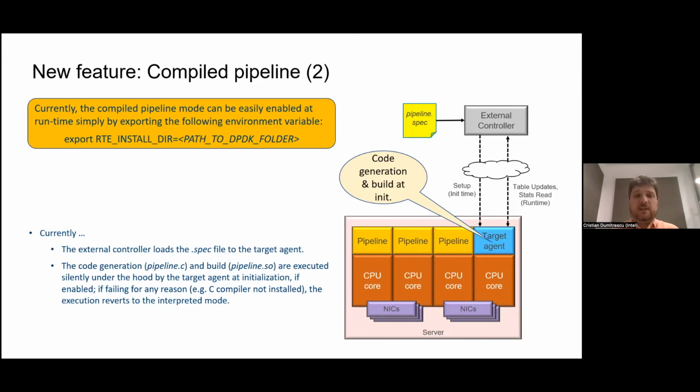Now, what could happen is that the compilation could fail here because, for example, you might not have a C compiler. The other thing that is not nice is that you are not really able to tune this build process. You might want to send some specific flags to the build process to customize it a bit. You cannot do that because the options and the way to build this shared object are hard coded here in the pipeline library that is used by the target agent.